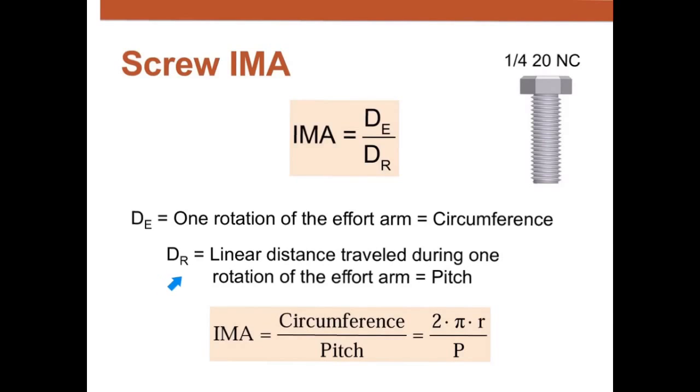The distance of your resistance is the linear distance traveled during one rotation of the effort arm, which is considered the pitch. So when you are going one complete rotation with your screwdriver or with your wrench, the screw here is going to travel from one thread to the next. So when it goes one complete rotation, it's going to go down, or it's going to go up one thread to the next in one rotation, and that's called the pitch.